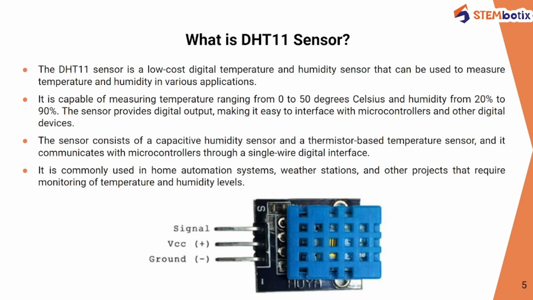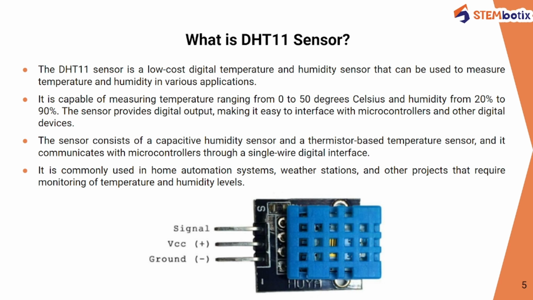This is how the DHT11 sensor looks. DHT stands for: D for digital, H for humidity and T for temperature. The DHT11 is a low cost digital sensor used to measure or sense temperature and humidity in various applications.